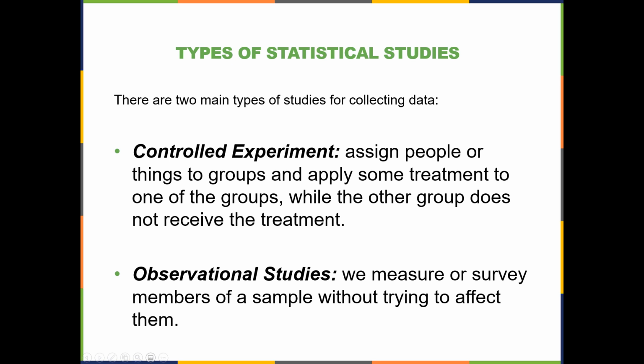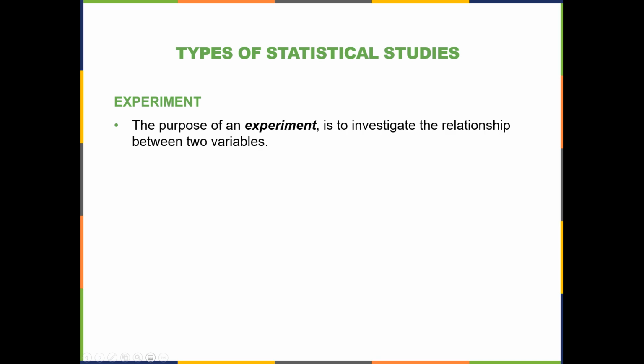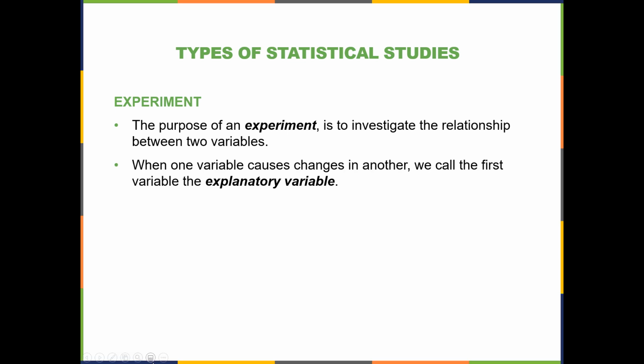Let's look closer at an experiment. The purpose of an experiment is to investigate the relationship between two variables. When one variable causes changes in another, we call the first variable the explanatory variable. The affected variable is called the response variable.